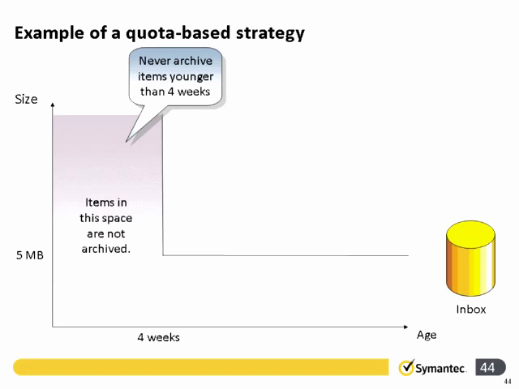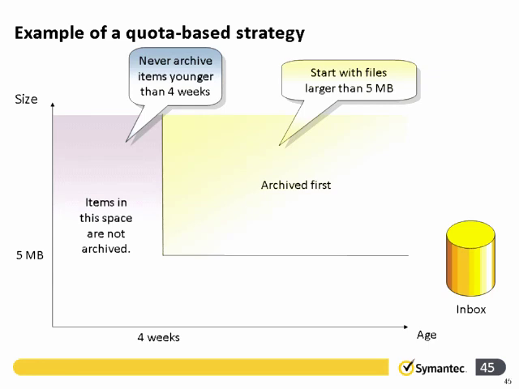Again, we have the override set to not archive anything younger than 4 weeks. We have the override to say that once the archiving run does start running, we're going to archive everything over 5 megabytes. Now our inbox there on the far right represents an inbox that is completely full. So once we've done that archiving, we start archiving the items greater than 4 weeks for our archiving run.